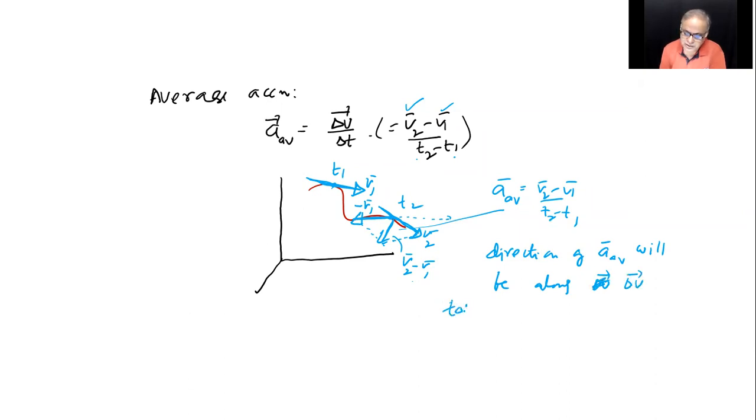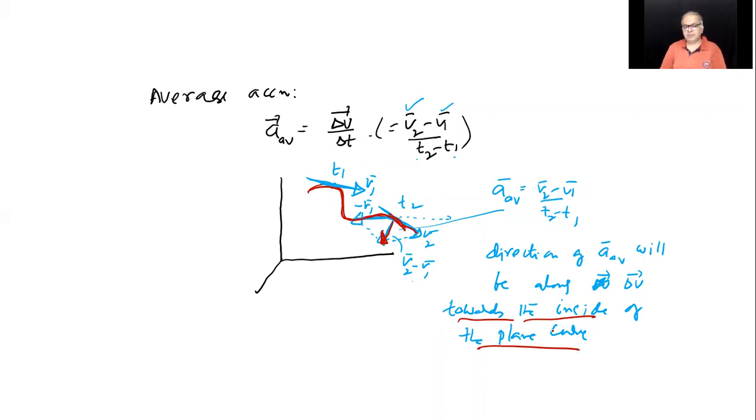Along delta V means, you know what it is? Towards the inside of the curve of the plane curve. It's like this. The body was going in what way? Have you seen that? It was going this way. So the acceleration is this way. Neither along V2 nor along V1. Do you follow? Towards the inside of the plane curve. You mean by the concept.